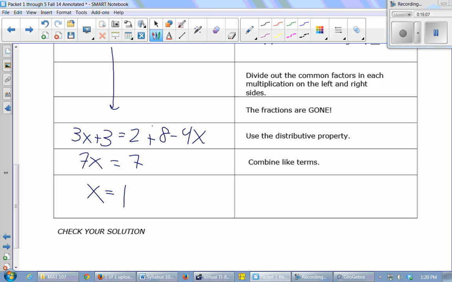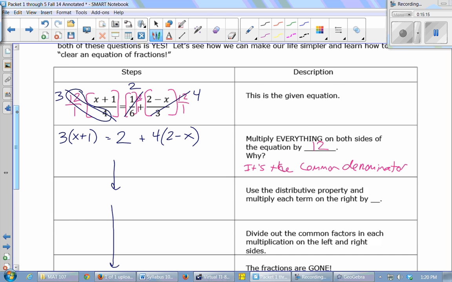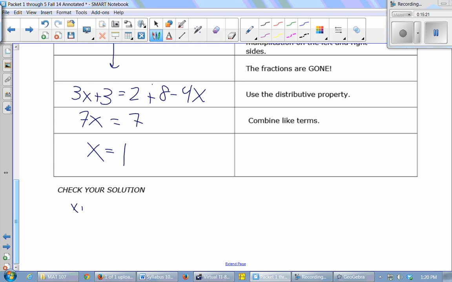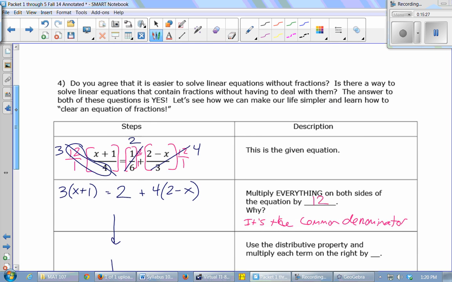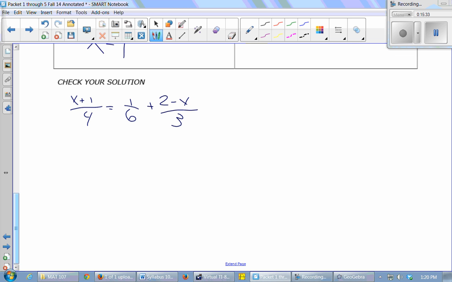And it's always good practice to check your solution. Sometimes you're going to be so sure that it's right that you don't feel like it's necessary, but it's a good idea to go back to the very original equation and plug in your answer. So I have x plus 1 over 4 equaled 1/6 plus 2 minus x over 3. And I just plug in x equals 1.